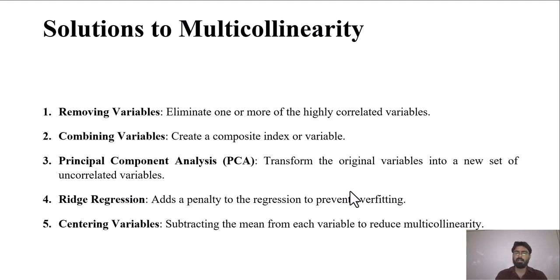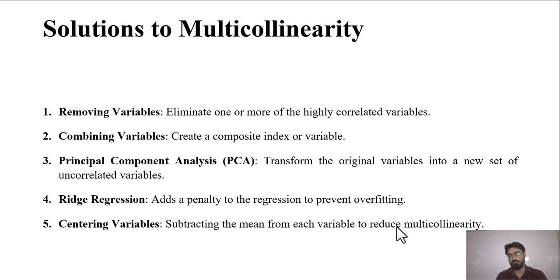And the last solution for multicollinearity is centering variables, subtracting the mean from each variable to reduce multicollinearity. So first of all, you have to calculate the average value of each of your variables and then you have to subtract this mean from each variable value.